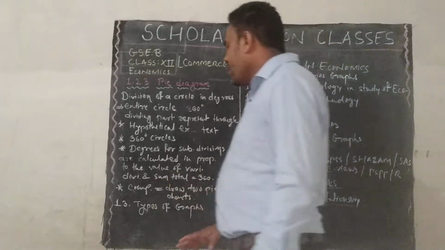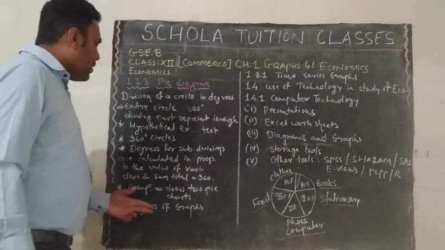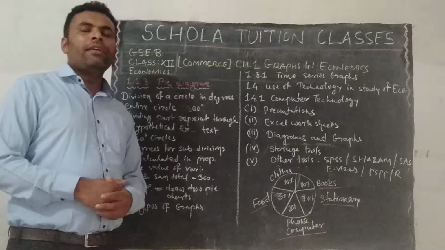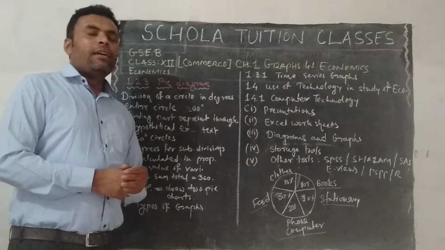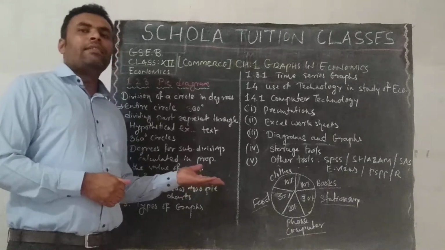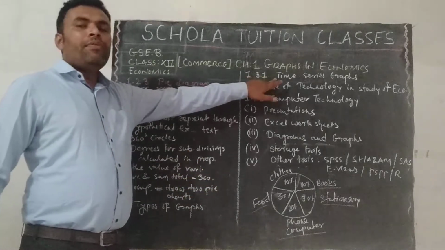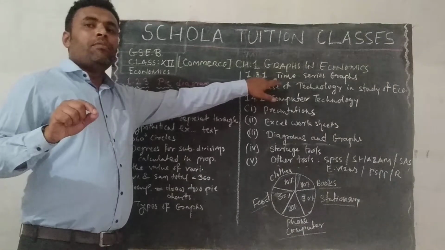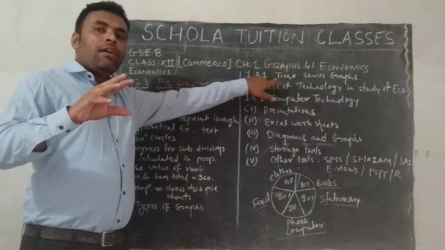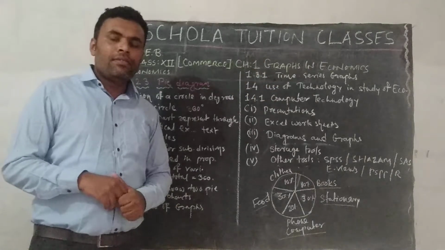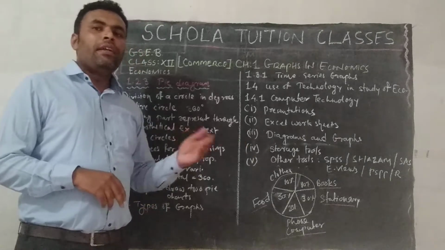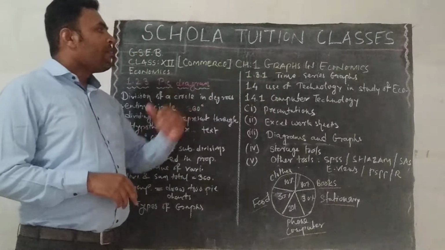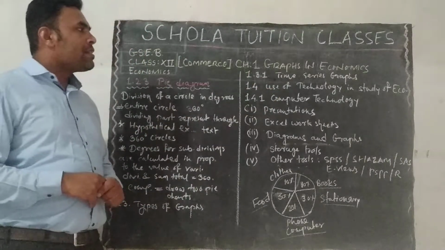Another point is about the types of graphs given in your textbook. The names are there: histograms, logarithmic charts, and time series graphs that we have discussed, which are based on time. For example, the census, which is available every 10 years, the study of population, and increasing or decreasing trends of price rise, etc. Then, the use of technology in the study of economics.